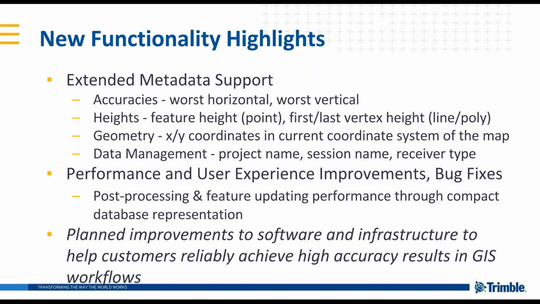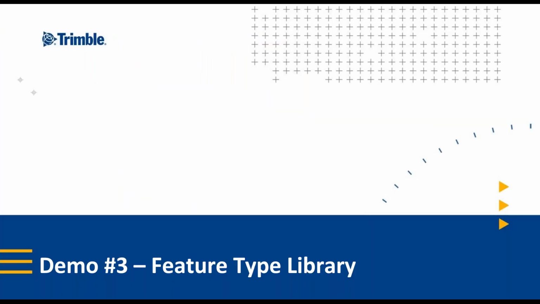The last thing is, and this won't necessarily make its way into this release, but we do have some planned improvements to both software and infrastructure to help customers more reliably achieve high accuracy results in GIS workflows. And we don't want it to be as much of a mystery why sometimes you can get decimeter and why sometimes you can't. That involves changes to how we distribute, potentially, the base station list and what's in the base station list, and improvements to the software to make it easier and more reliable to get high accuracy data.